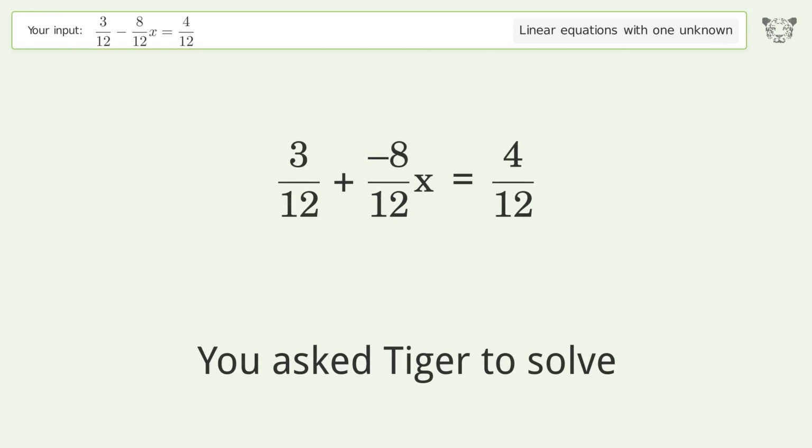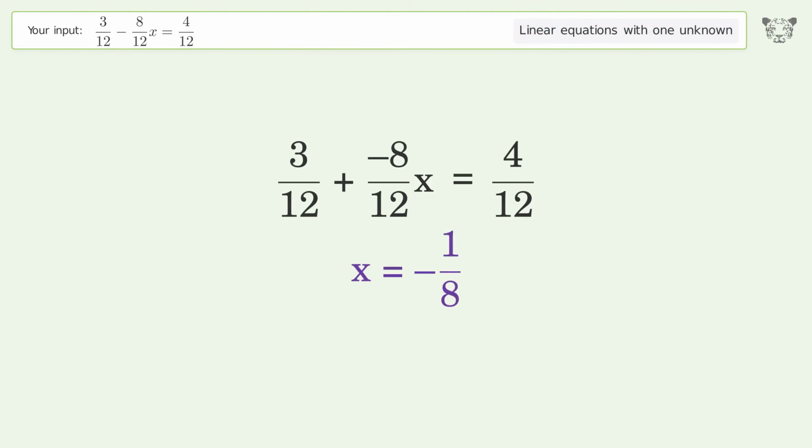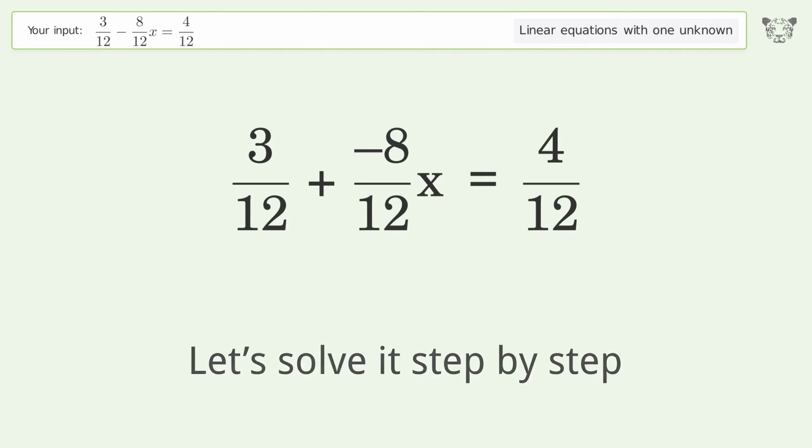You ask Tiger to solve. This deals with linear equations with one unknown. The final result is x equals -1/8. Let's solve it step by step.